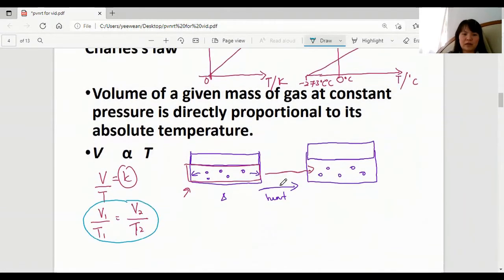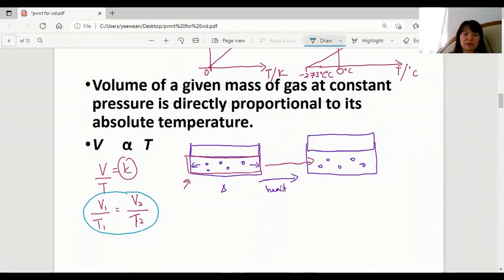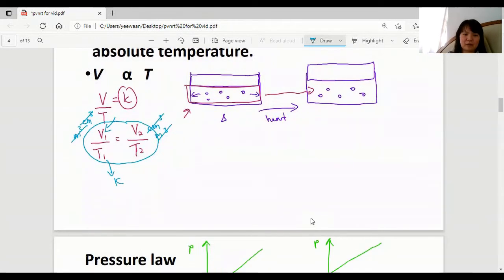For the second one, you have to convert the T to Kelvin, but you do not have to convert the V to any specific unit. So both sides need to have the same unit. If you have centimeter cube on this side, you must have centimeter cube on this side. If you have meter cube on this side, you must have meter cube on this side. It cancels out. So both need to be in Kelvin here.